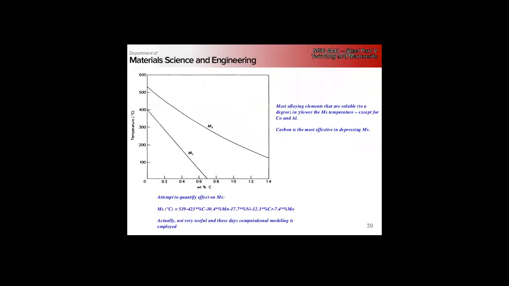Okay. And so most alloying elements tend to reduce the martensite start temperature, and carbon is the most effective at doing this. Cobalt and aluminum are fairly neutral with respect to the martensite start temperature.